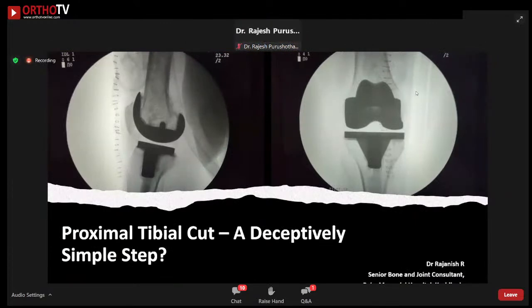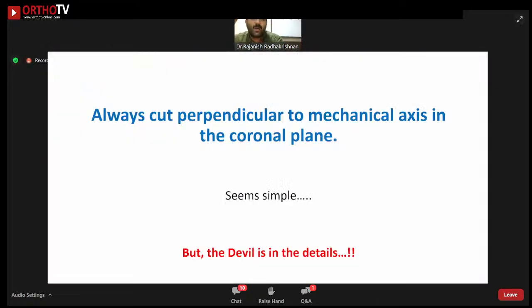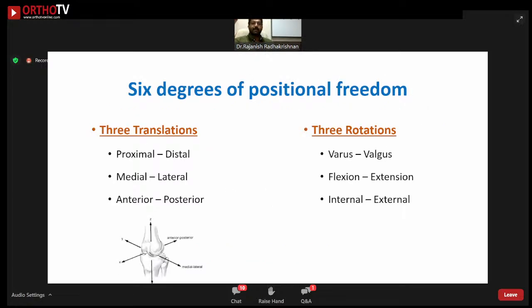My topic for today is nuances of proximal tibial cut. Proximal tibial cut, though it looks like a deceptively simple step, our primary aim is to get the tibial cut perpendicular to the mechanical axis in the coronal plane, that is parallel to the ground. How to get all this done? You have to be very clear about 6 degrees of positional freedom, which I will be dealing with sequentially as we go on doing a TKR.